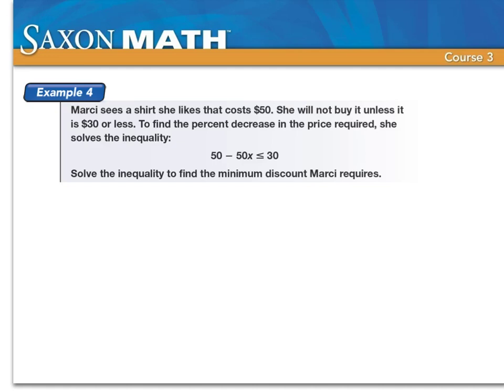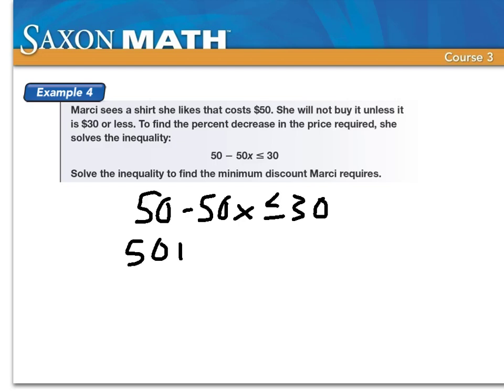So basically what she's doing is she's taking the $50 the shirt costs, and she's saying, I need to figure out how much money to take off here. So she's going to take the price times the percent discount, and that's got to equal less than or equal to $30 because she can buy it for $30 or less than that. Okay, so we need to solve this inequality. So I'm going to rewrite it. And now I'm going to change the subtraction to addition.